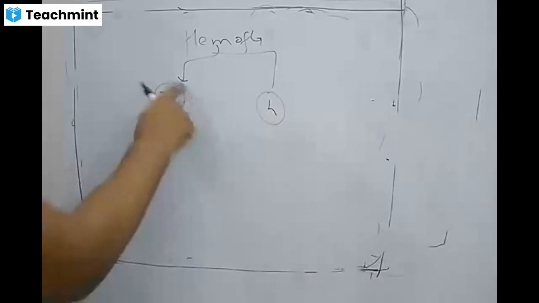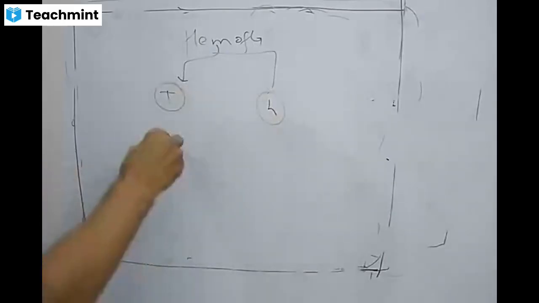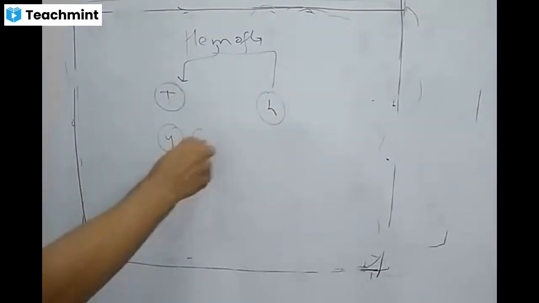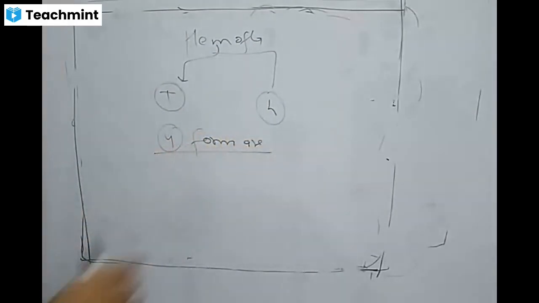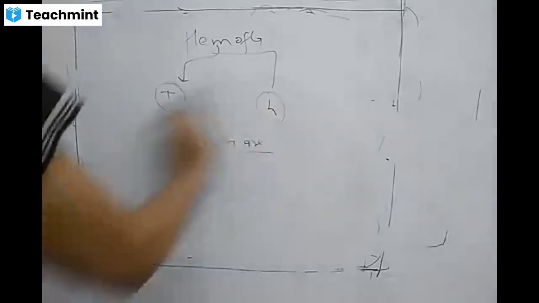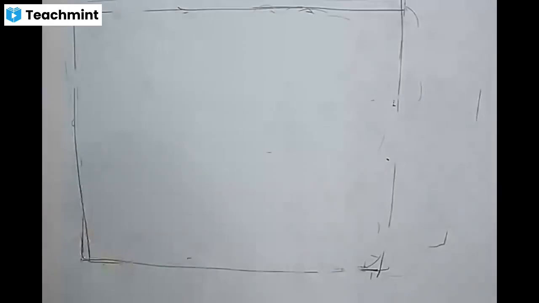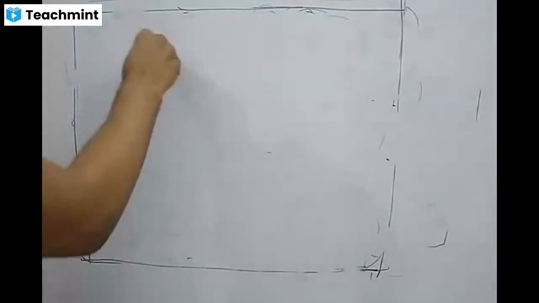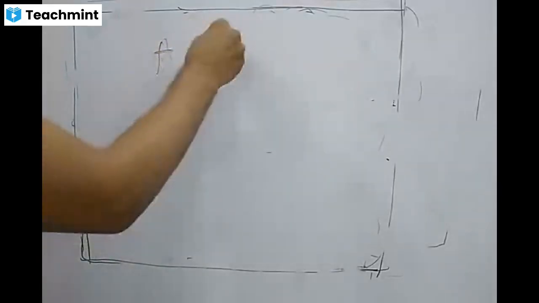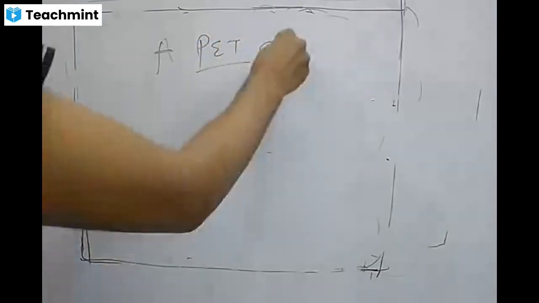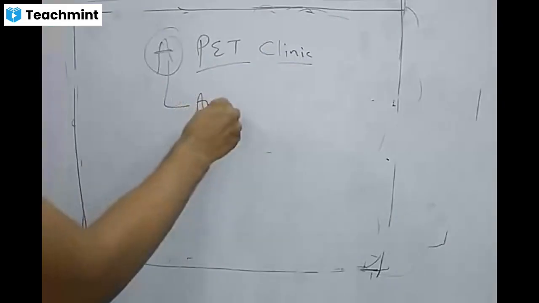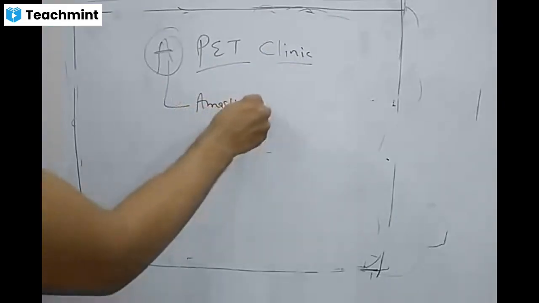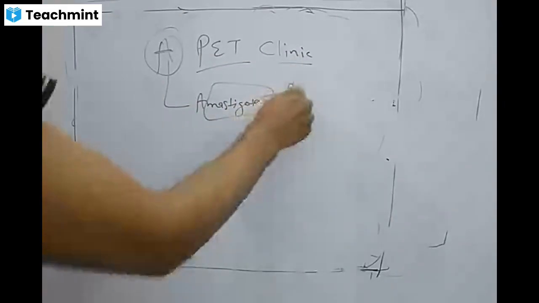In both trypanosome and leishmania, four forms are present. Out of these four, in some cases four are present, in some cases two are present. These forms are known as APET. A for amastigote. The term mastigote means flagella.